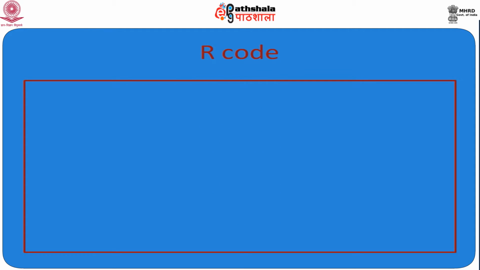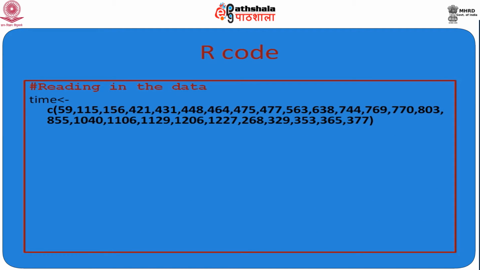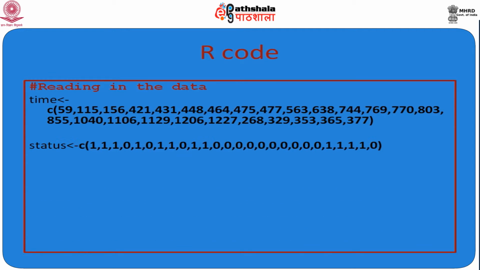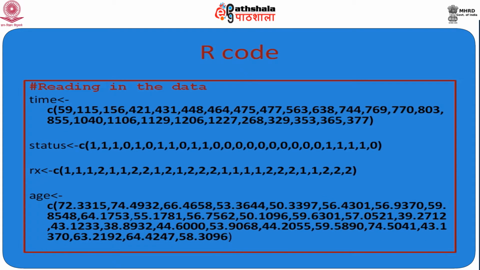We are reading the data. First, the time data is mentioned, that is, the follow-up time. Here we are considering 59, 115, 156, 421 days, and again the status of those patients is given as 1, 0, 1, 0 like that. Treatment is given as existing treatment or intervention treatment. The existing treatment is denoted as 1 and the intervention treatment as 2, and the age of those patients is given in years, as observed when they entered the study.